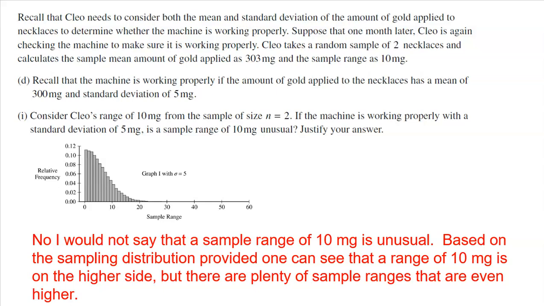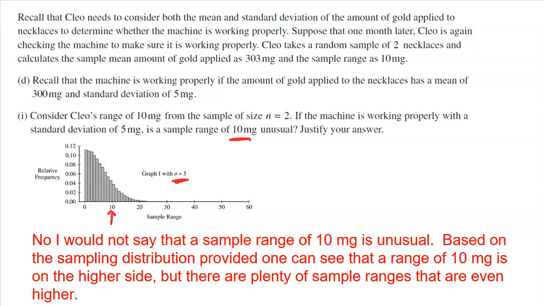unusual? So to answer this question, I went back to that sampling distribution where we were looking at the ranges from the population with a standard deviation of 5. And I said, okay, this is literally a sampling distribution of exactly 100,000 different ranges. And I said, well, where's 10? Well, there's 10 right there, right? That was what her range of her 2 necklaces ended up being.